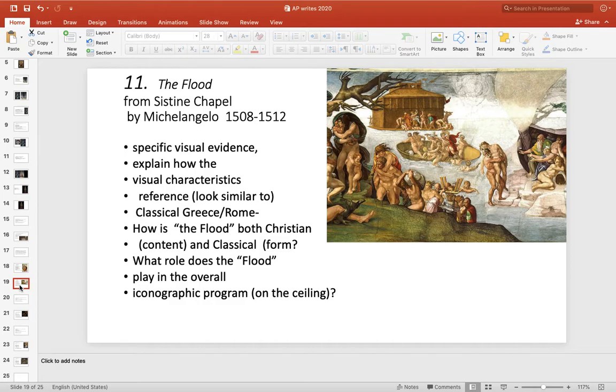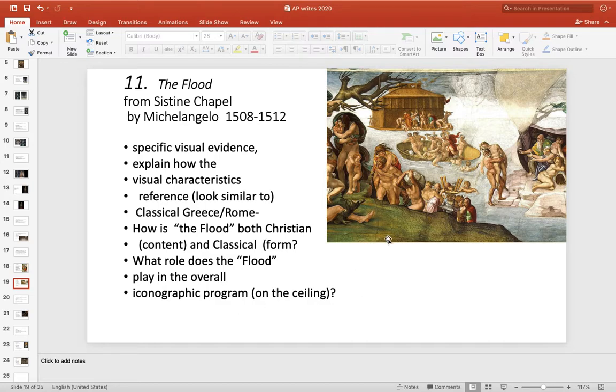Another one was on the flood. This would be if they asked about the flood, how is this similar to Greek and Rome? It would be the same answer. The physique would be similar to Greek and Rome. How is the flood both Christian content and classical form? The form is Greek, but the content comes from the Old Testament, from the Bible. It's the story of the flood. How does the flood play in the overall iconographic program of the ceiling?